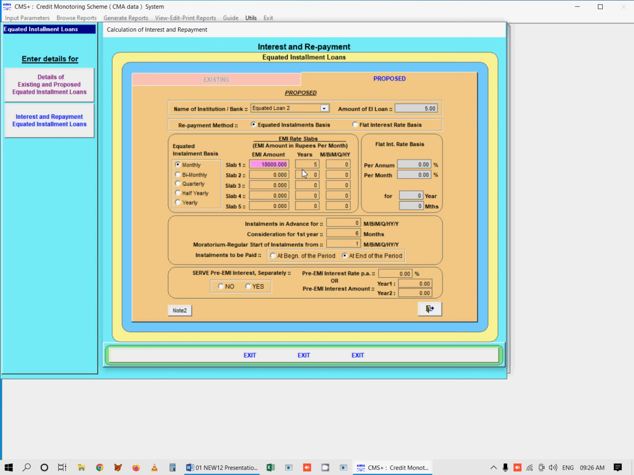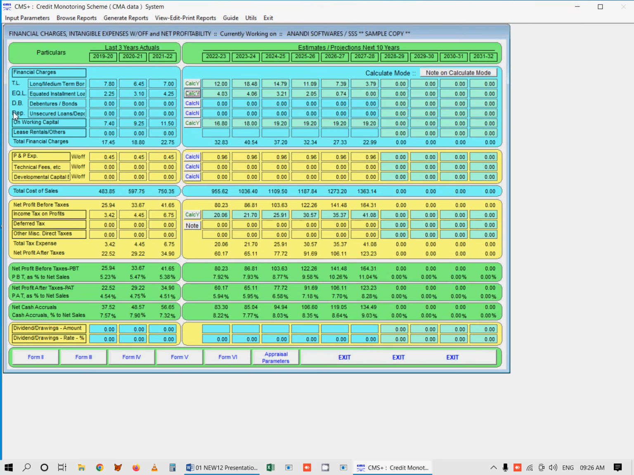Instead of 18,000 for 5 years, it may be 18,000 for the first 3 years and then increasing to 19,000 for the next 6 months and then decreasing to 17,000 for the next 1 year and 6 months. You could very effectively place consideration in first year, moratorium period, PEMI interest working, etc. In the same way, you could work out for debentures and bonds and all unsecured deposits and loans.